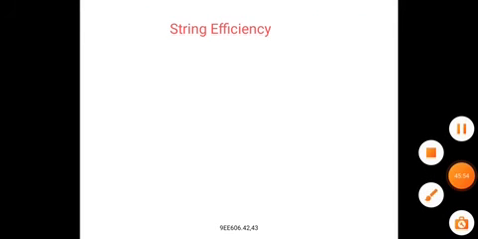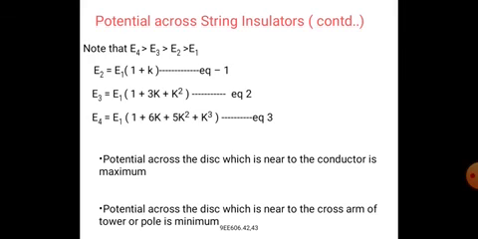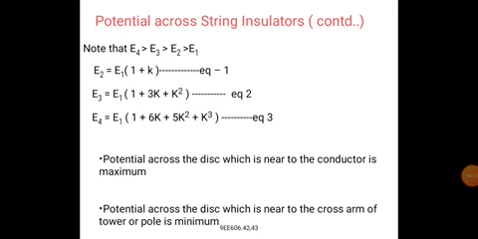So in this class we discussed the derivation of the potential difference across a string of suspension insulators. The potential difference across the fourth disc insulator is E4 is equal to E1 into 1 plus 6 by M plus 5 by M square plus 1 by M cube. Here K is nothing but 1 by M, the mutual capacitance ratio. Okay, thank you.